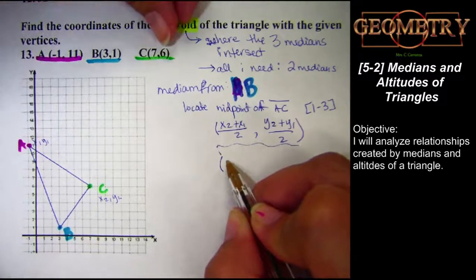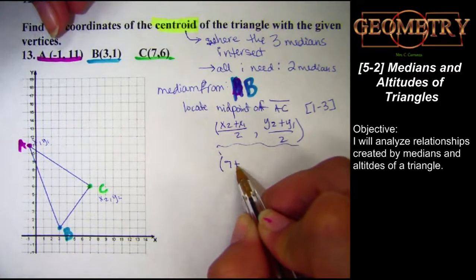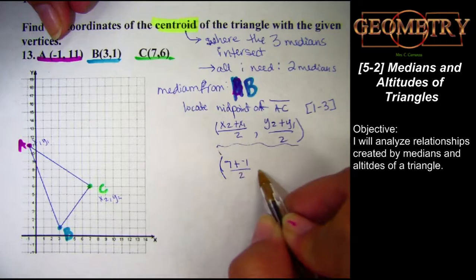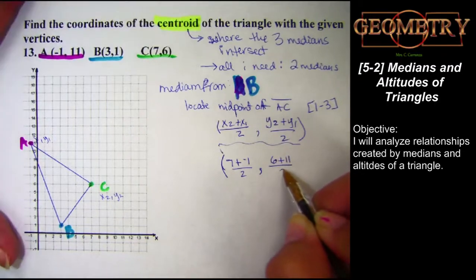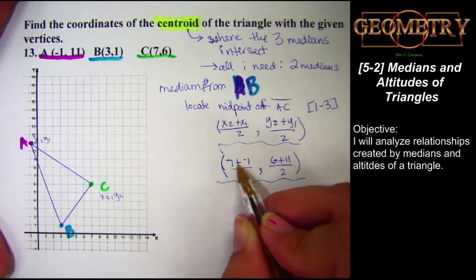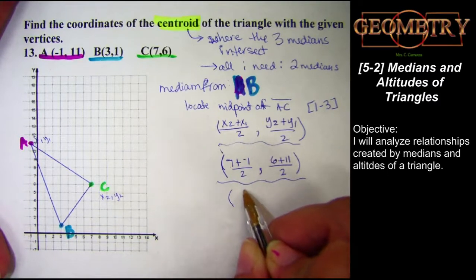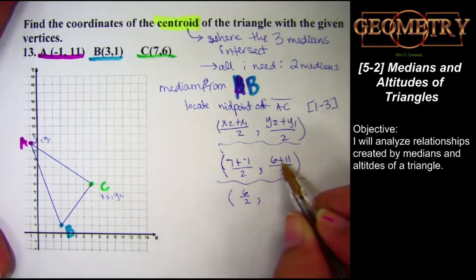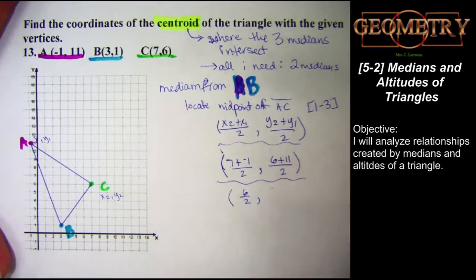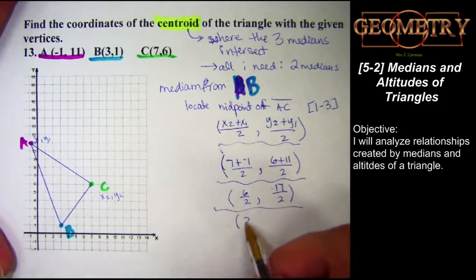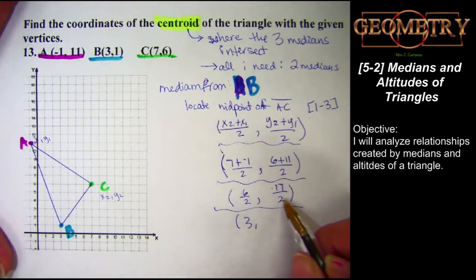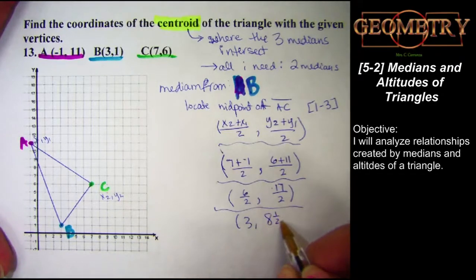All right, so the x-coordinate of C plus the x-coordinate of A divided by 2. The y-coordinate of C plus the y-coordinate of A divided by 2. 7 plus -1 is 6 divided by 2. 6 plus 11 is 17. Okay. You guys are faster at that than I am. Awesome. So this is 3 and something. 17 divided by 2 is 8.5, 8 and a little bit more, yeah?